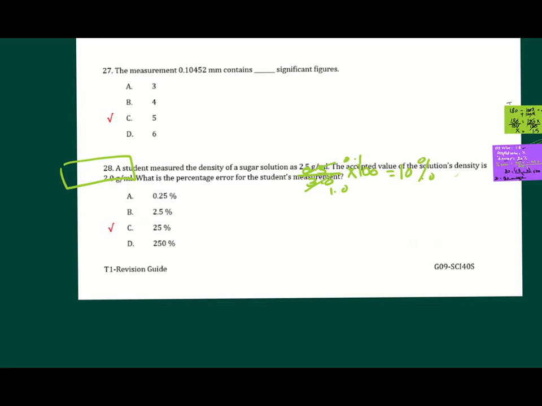Let's read this question. The measurement given in millimeter contains how many significant figures? Remember, when we are counting the significant figures, we are not considering any zeros on the left. These zeros are cancelled. So how many numbers are left? 1, 2, 3, 4, 5. 5 significant figures.